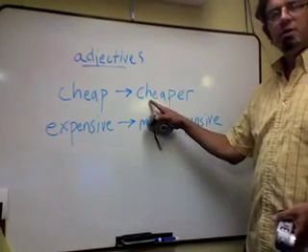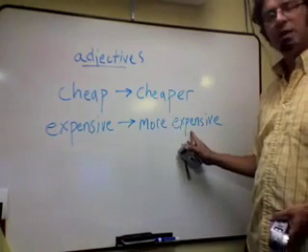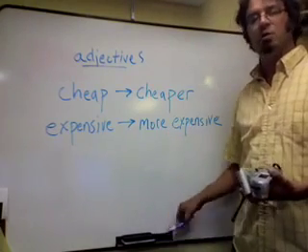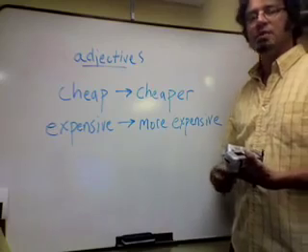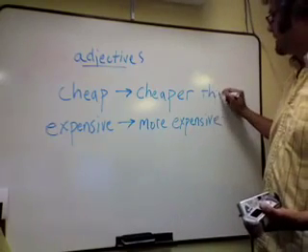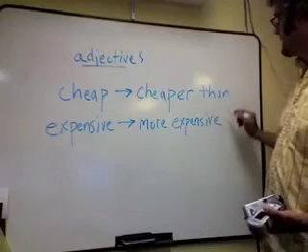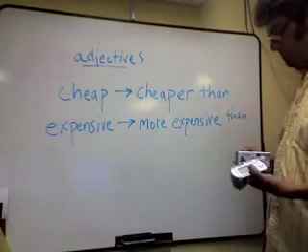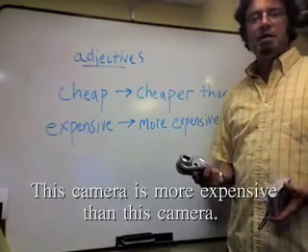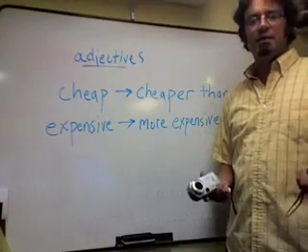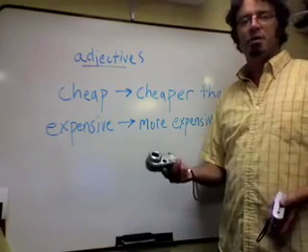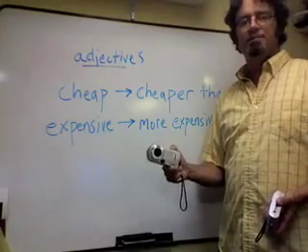So, cheap becomes cheaper, expensive becomes more expensive, and remember that frequently when making a sentence, after the comparative, you use the word than, but not always. This camera is more expensive than this camera, or I could say that this camera is cheaper than this camera.